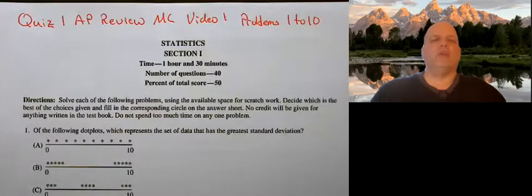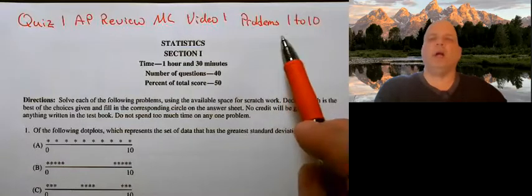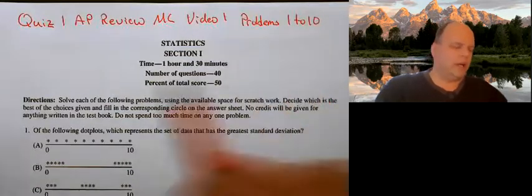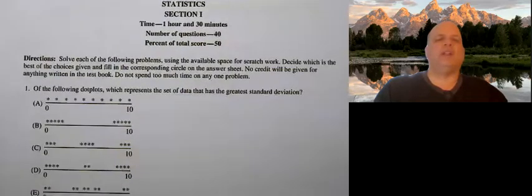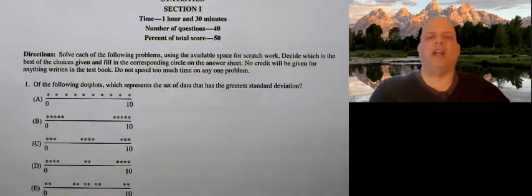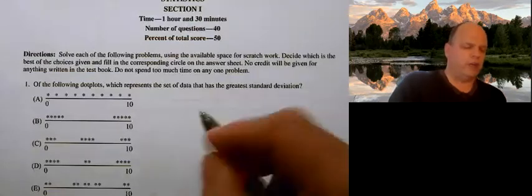Okay, this is quiz one for the AP review, multiple choice video one, and it'll be problems 1 to 10. All right, so this is quiz one and it's multiple choice. Of the following dot plots, which represents the set of data that has the greatest standard deviation?